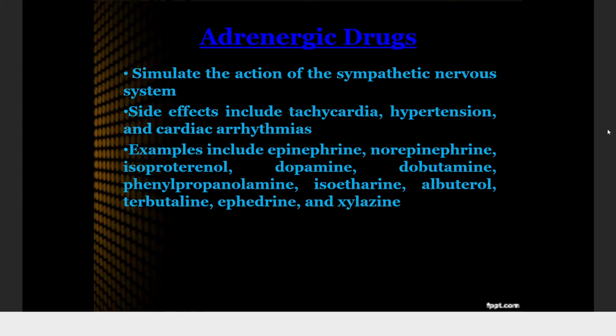Okay, the adrenergic receptors have two types: the alpha receptors and also the beta receptors. So, what are the clinical uses of adrenergic drugs? For example, like xylazine. The first use is as a bronchodilator. They are used as bronchodilators to treat asthma, bronchial asthma.